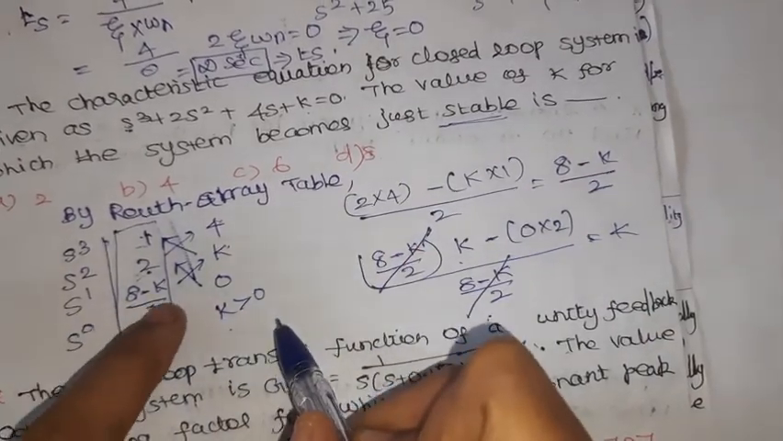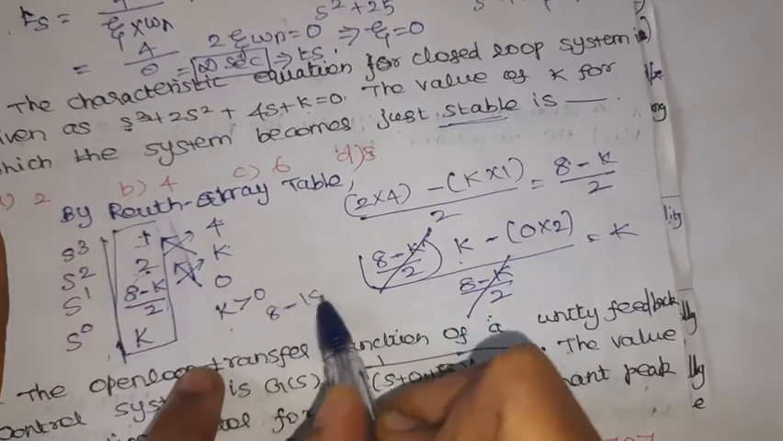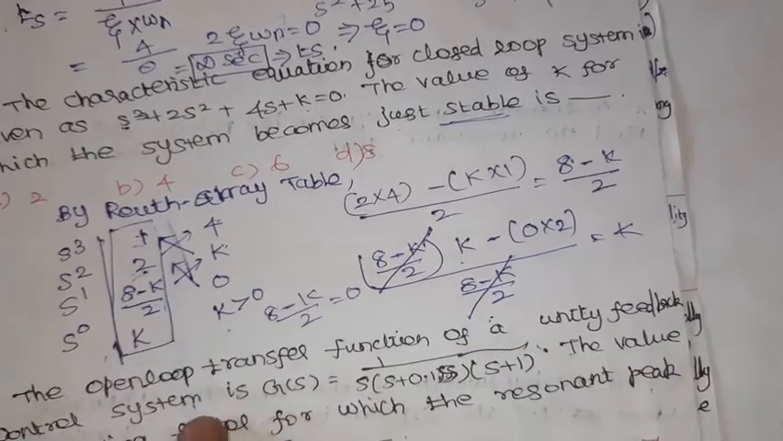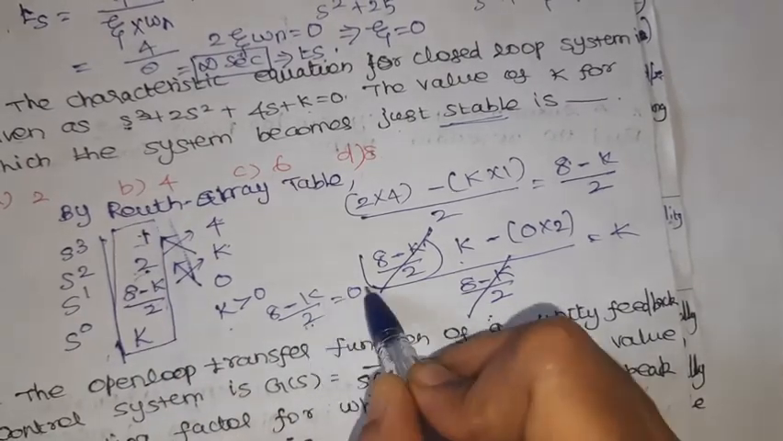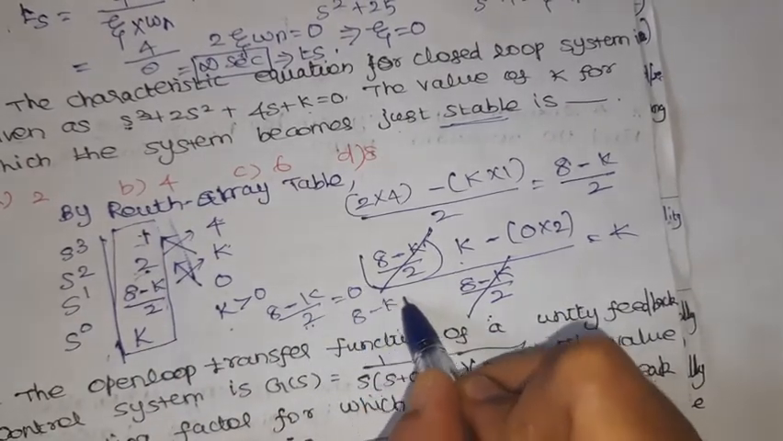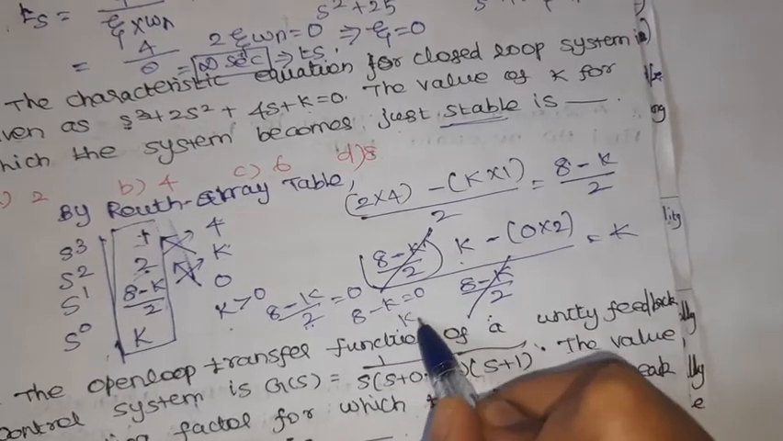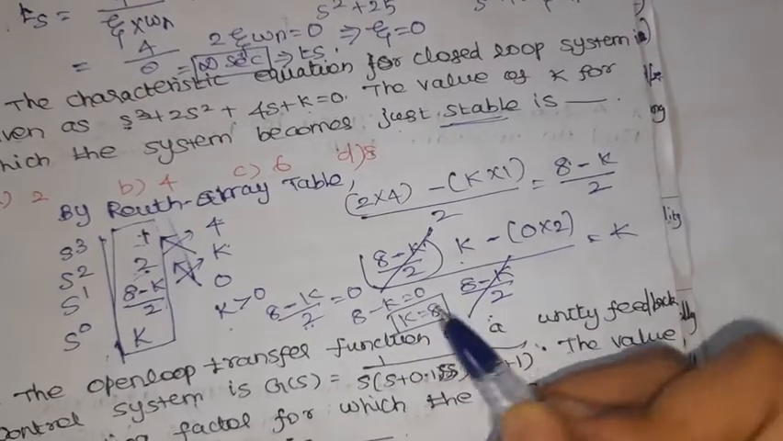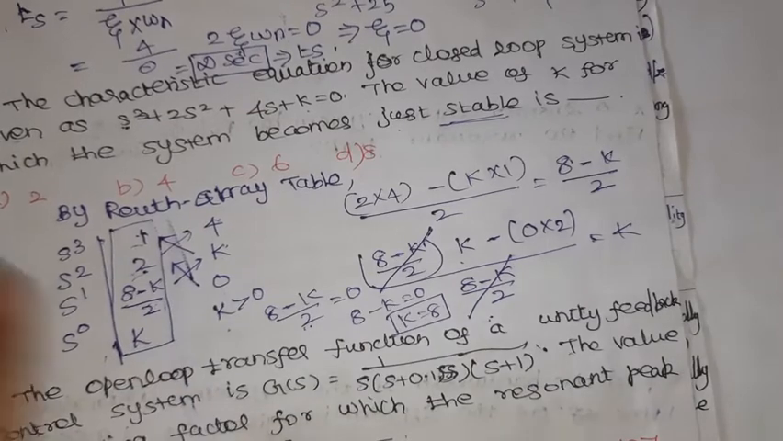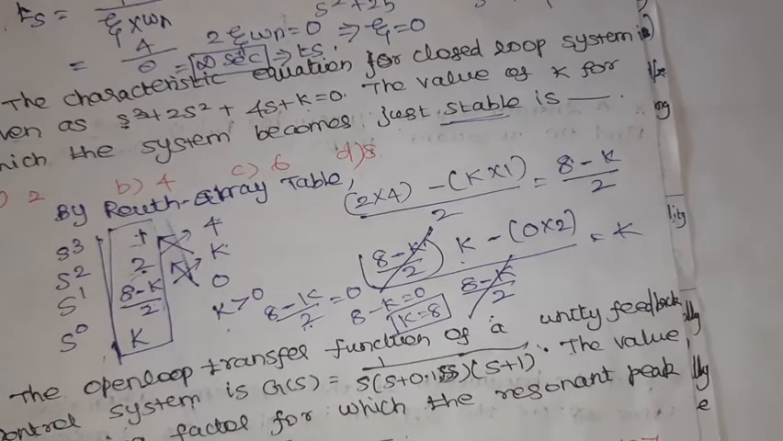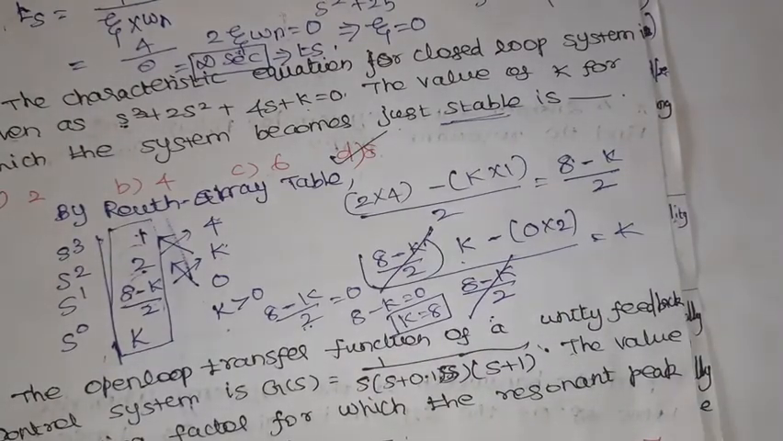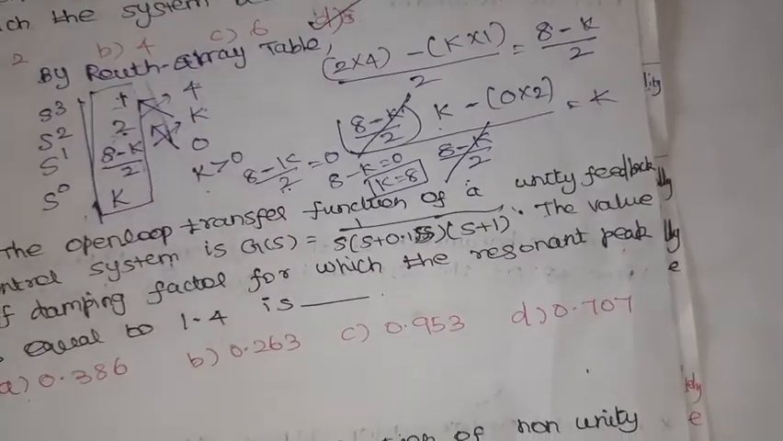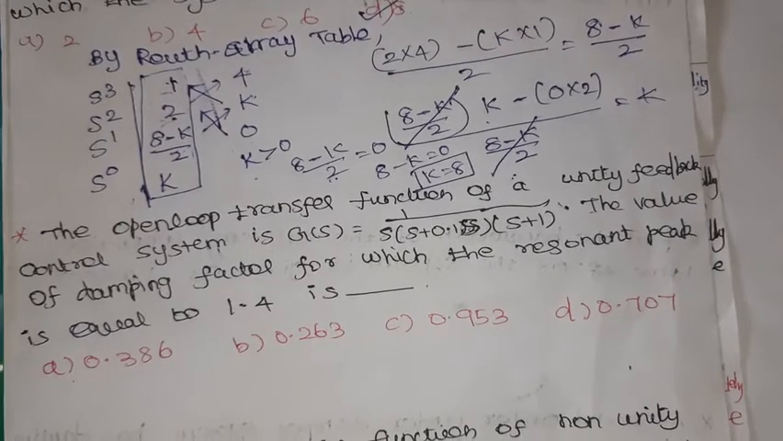So if K is a positive number, then (8 minus K) by 2 should equal 0. That gives 8 minus K equal to 0, which means K equals 8. For the system to be stable, K should be 8. So option D, 8, is the correct answer for this problem. We'll move on to the next problem.